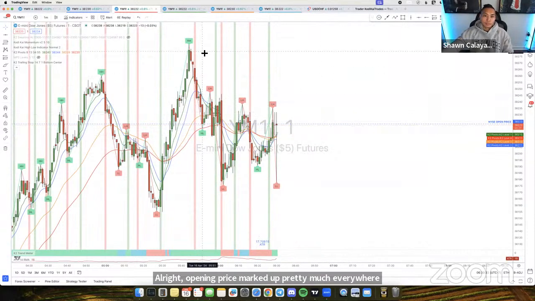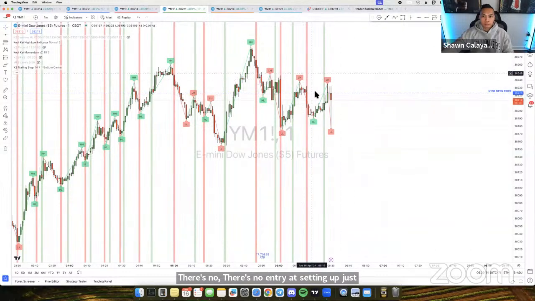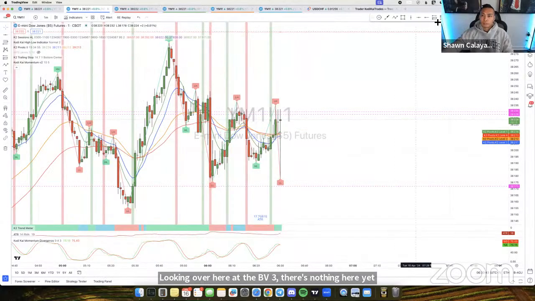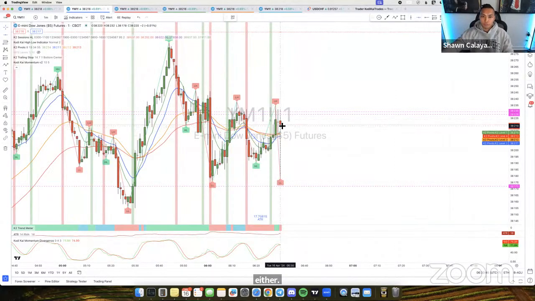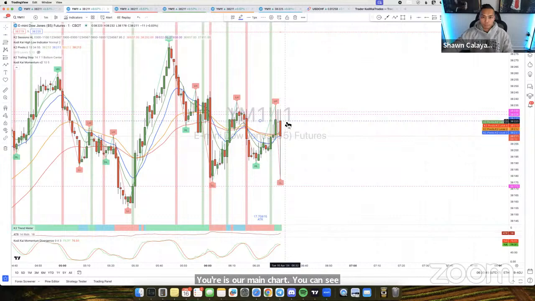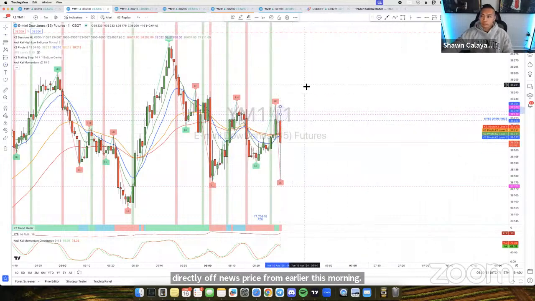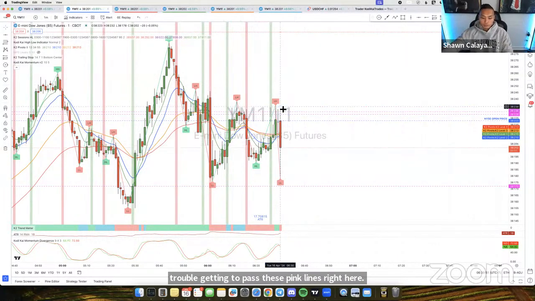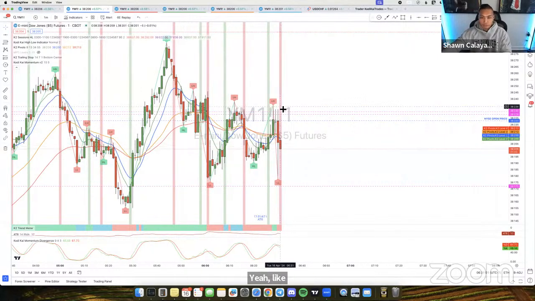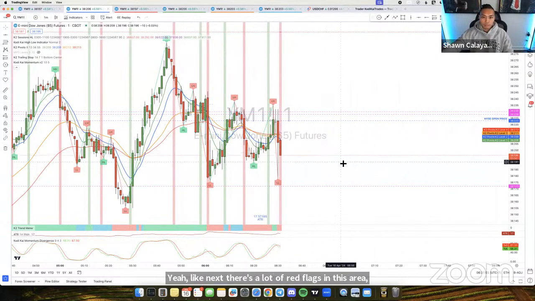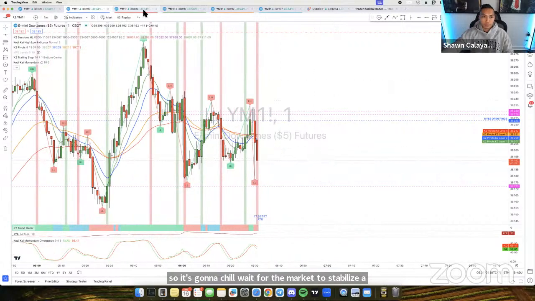For the PRB over here, there's no trend, so there's no entry that's setting up just yet. Looking over here at the BB3, there's nothing here yet either. Here is our main chart. You can see price is rejecting directly off news price from earlier this morning. It's having trouble getting past these pink lines right here. Yeah, like Nick said, there's a lot of red flags in this area. So we're going to chill, wait for the market to stabilize a little bit. Once it stabilizes, we'll start looking for some entries here.